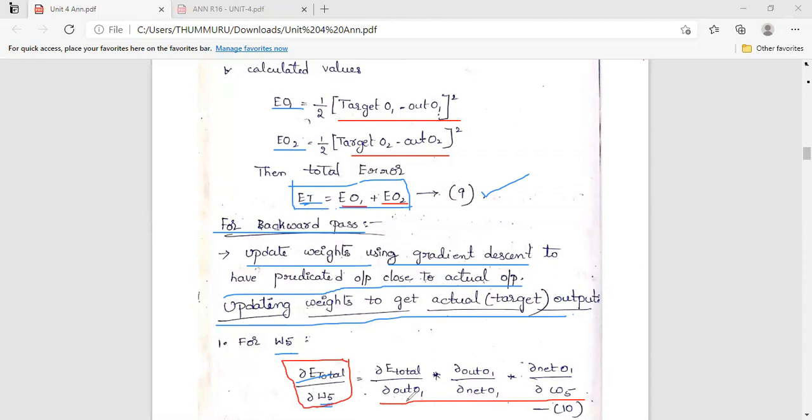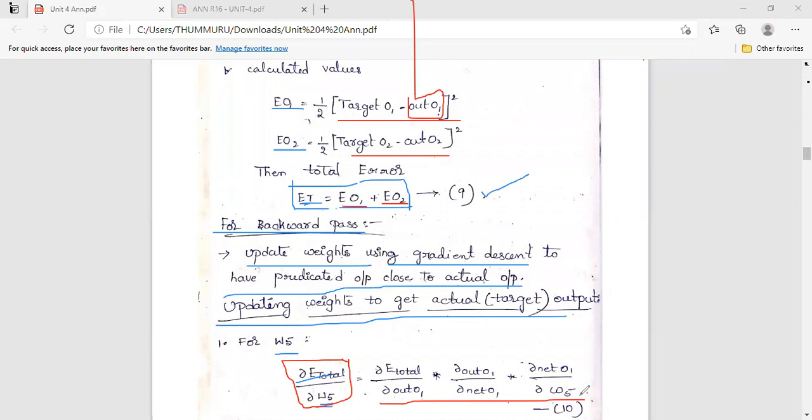What are those? Dou E total by dou out O1. In this E total, do you have out O1 or not? Yes, out O1 at the EO1 place, right? Next, into dou out O1 by dou net O1, into dou net O1 by dou W5.